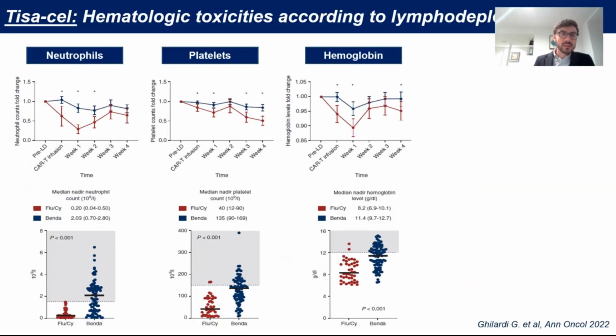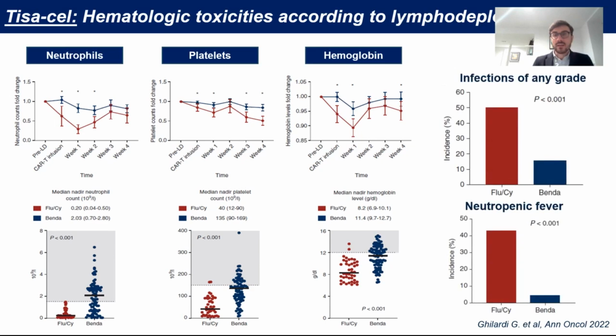So we then looked at the hematological toxicities to check if there was a difference between the two groups. And again, remarkably, fludarabine and cyclophosphamide were associated with lower neutrophils, platelets, and hemoglobin, basically at every single time point that we analyzed. And if you just look at the lowest values, it's very profoundly clear that fludarabine and cyclophosphamide have a much lower nadir as compared to bendamustine.